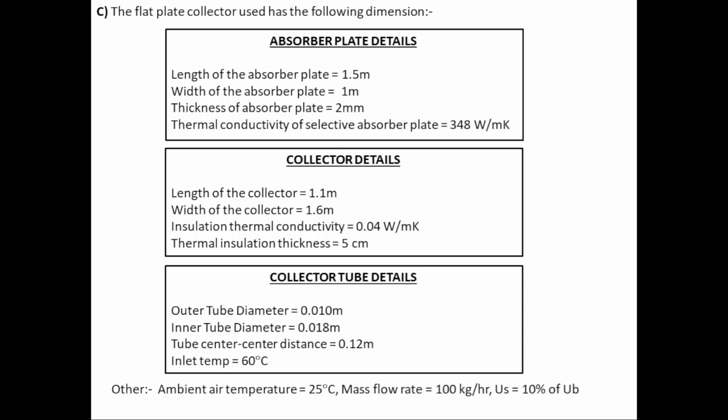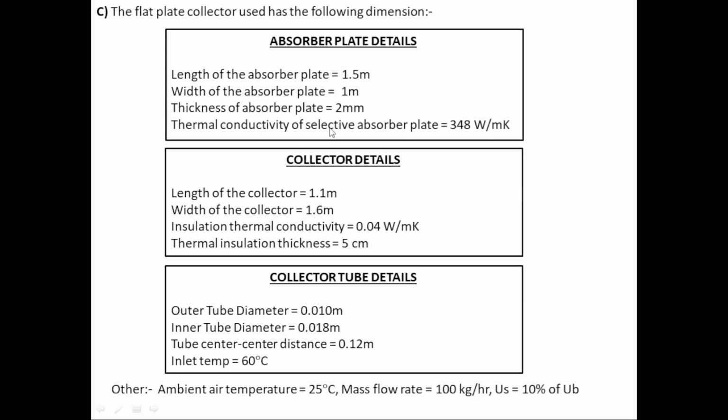If that happens, the useful heat gained by our flat plate collector will be very less, and the efficiency in turn will be very less, and there will be no meaning in installing a flat plate collector. That's the reason we have a thermal insulation, with the insulation thermal conductivity given as 0.04 watt per meter Kelvin. Notice the difference in the thermal conductivity here.